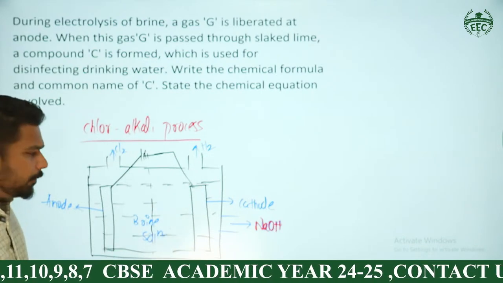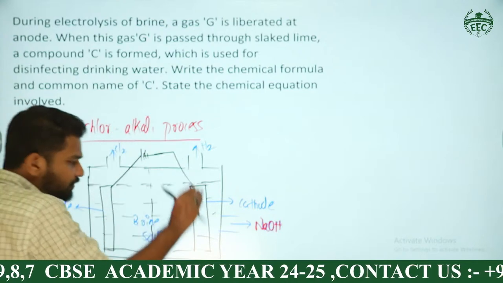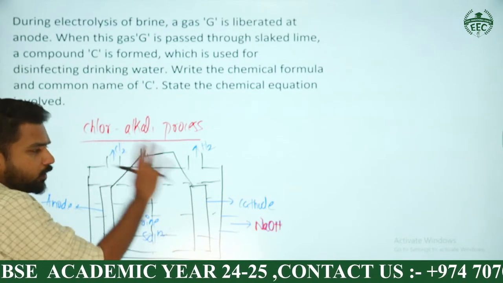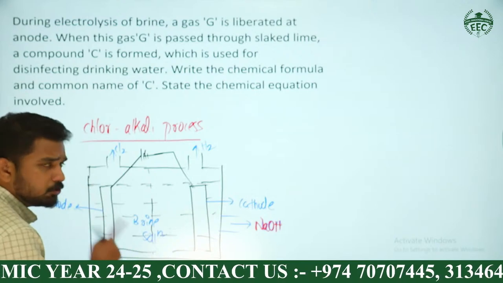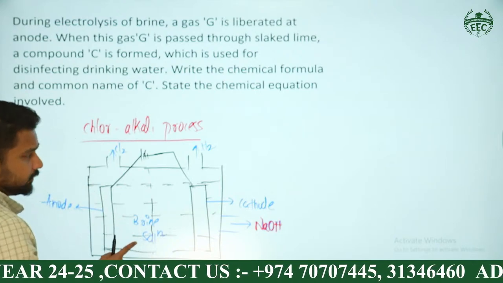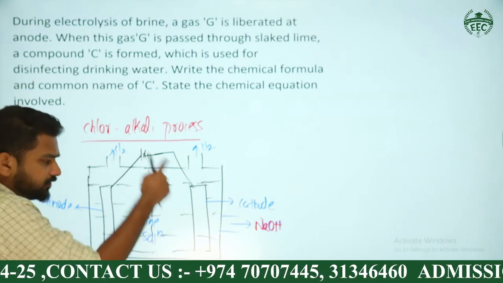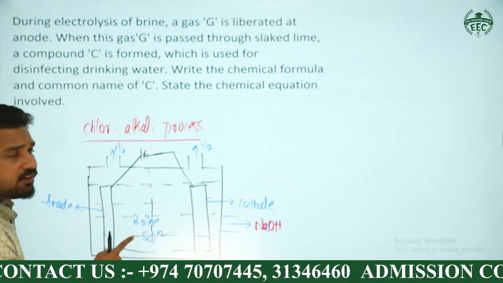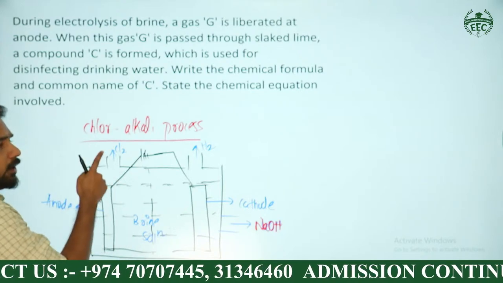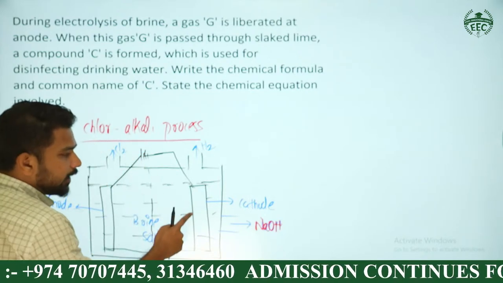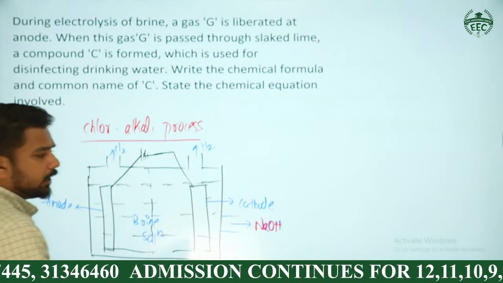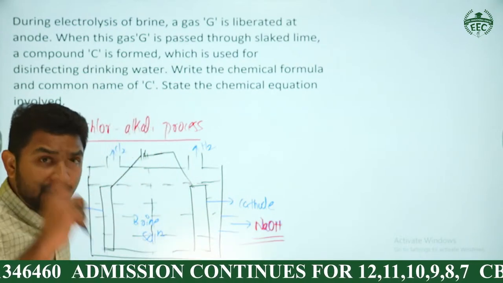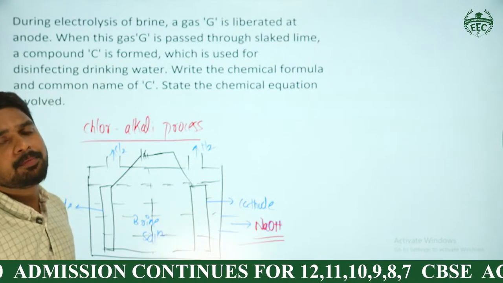We don't have enough time, so I'm just giving the outline of the chloralkali process. When you apply electricity to brine solution undergoing electrolysis, chlorine gas is liberated at the anode, hydrogen gas is liberated at the cathode, and along with them sodium hydroxide, which is a base or alkali, is formed.